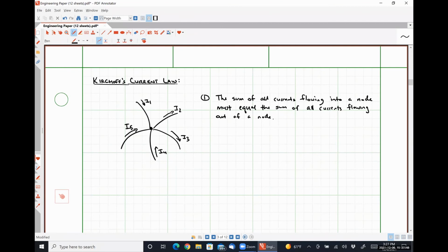So using this particular formulation, we could say that I1 is flowing in, I4 is flowing in, and I5 is flowing in. So we can say that I1 plus I4 plus I5, which is the sum of all currents flowing in, has to equal I2 plus I3, which is the sum of the currents flowing out.